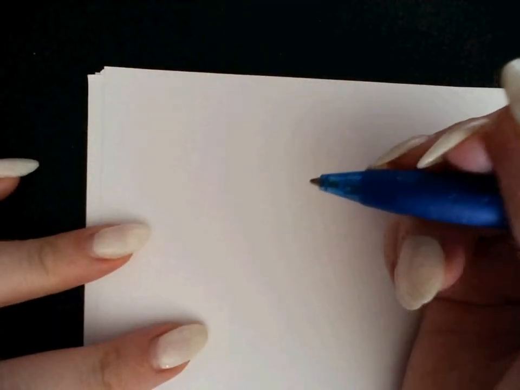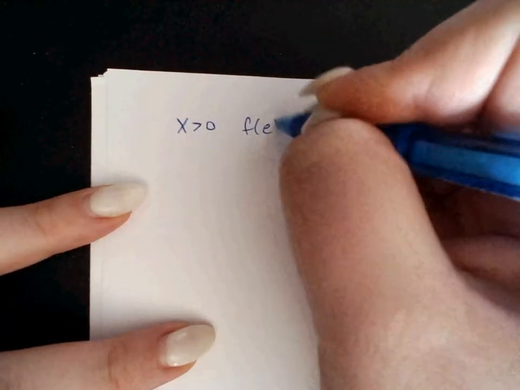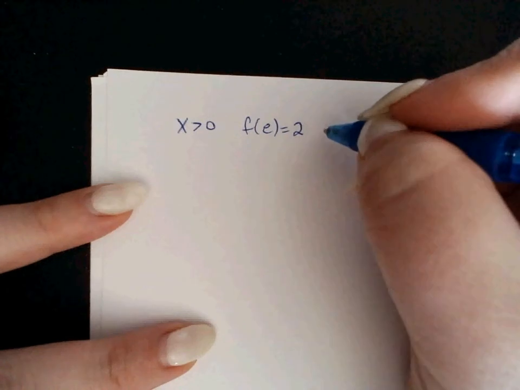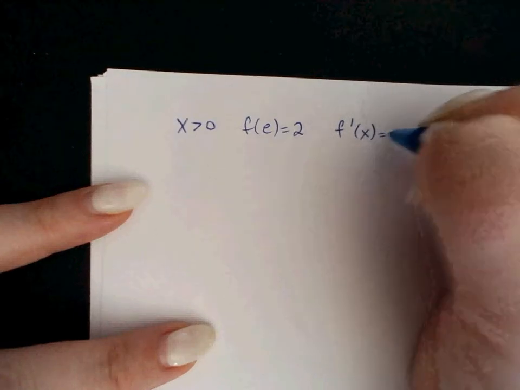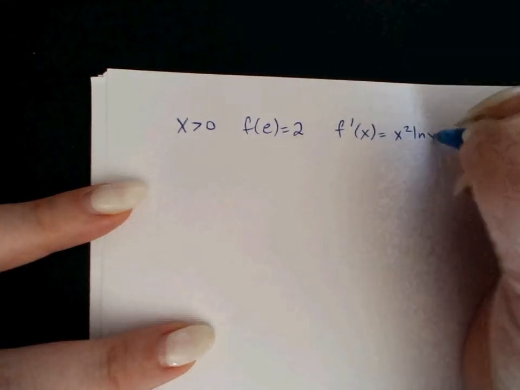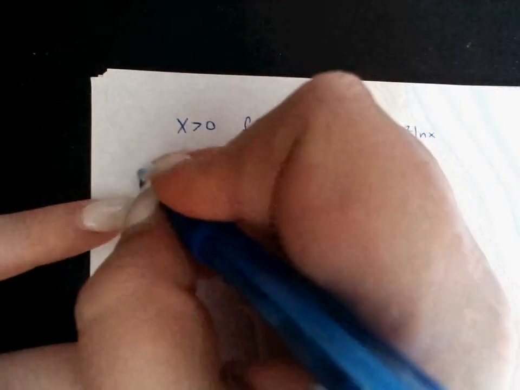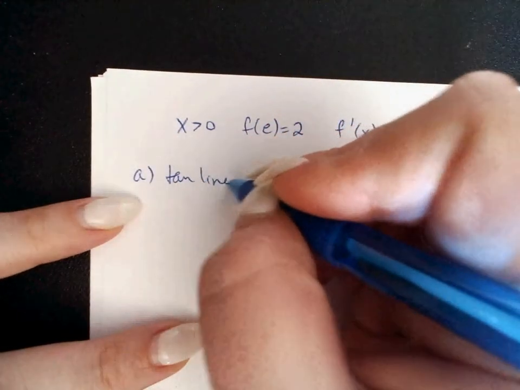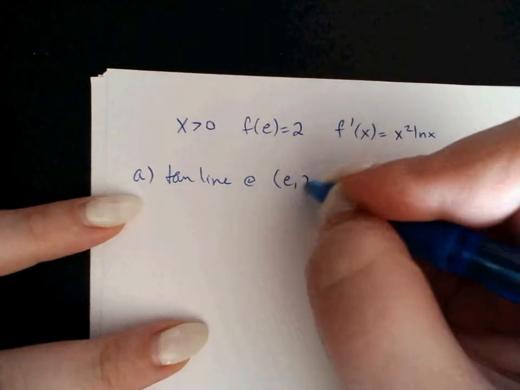Let's talk about the second one. Let f be the function defined for x greater than 0, with f of e equals 2, and f prime is given by x squared natural log of x. Write an equation for the line tangent to the graph at the point (e, 2). So we need the tangent line at the point (e, 2).